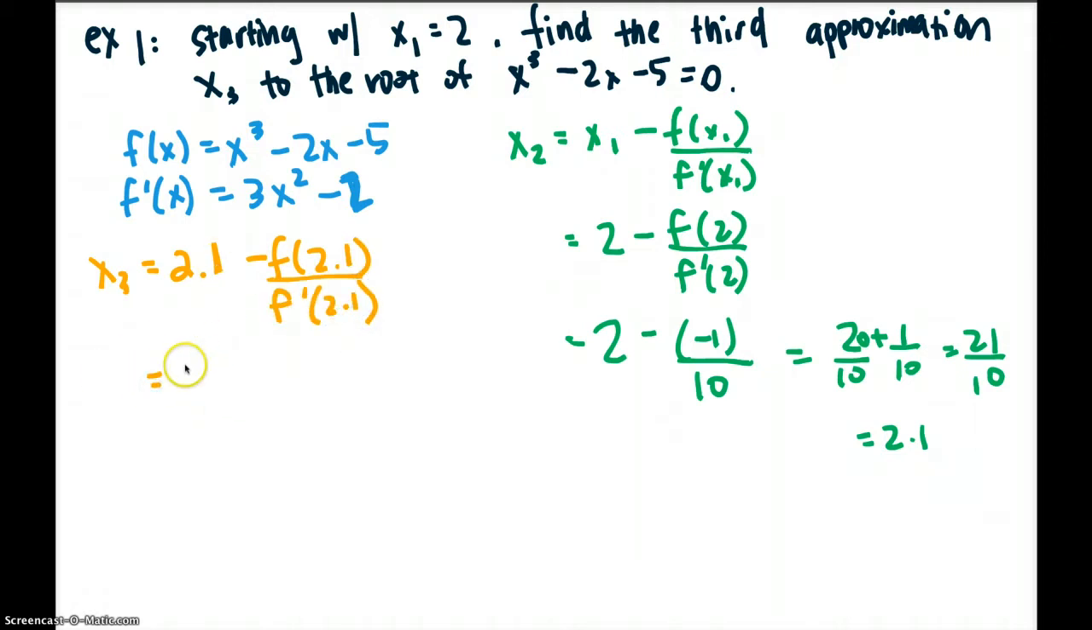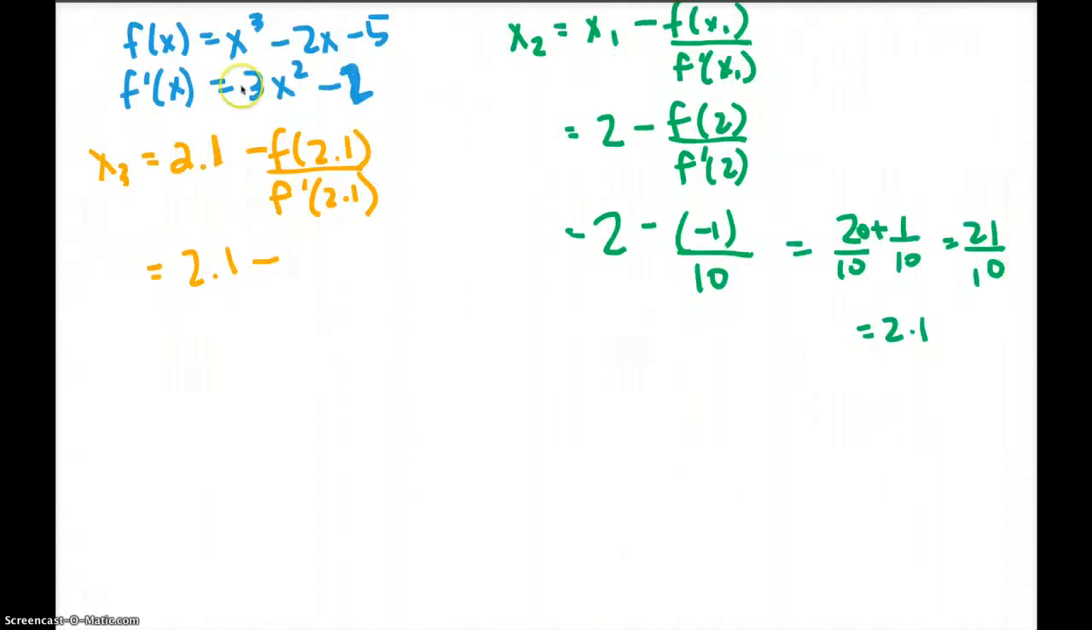And if you find the f of 2.1, let's plug in 2.1 into here and see what we get, which will get 0.061 all over 11.23. Calculate all of this out and it will give me approximately 2.0946. Okay. Now this one would be accurate to those 4 decimal places.